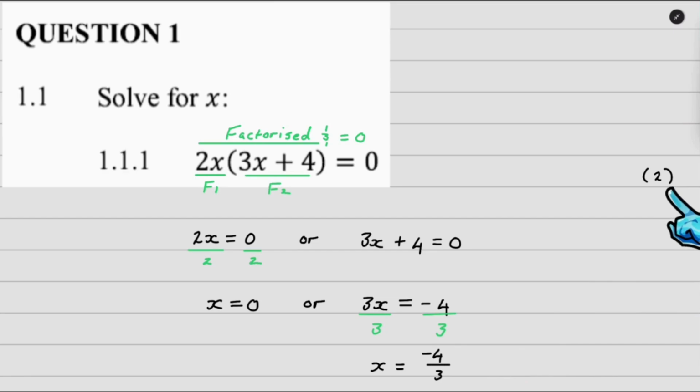So let's have a look where our 2 marks are coming from. You're purely just going to get the marks for your solutions. So if you're comfortable enough, you can jump straight to the solutions.